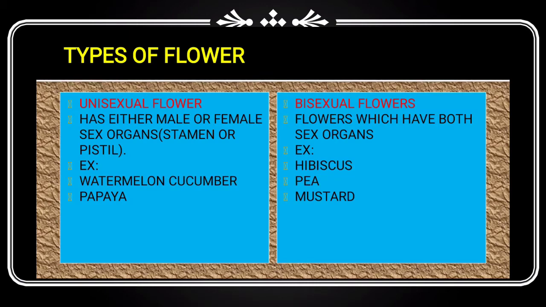Types of flower. There are two types of flower, unisexual flowers and bisexual flowers. In a unisexual flower, either male or female sex organs are present. Example: watermelon, cucumber and papaya. In bisexual flowers, both sex organs are present, that is, stamen and pistil both will be present. Example: hibiscus, pea plant and mustard.